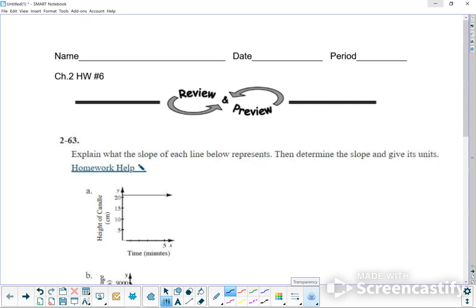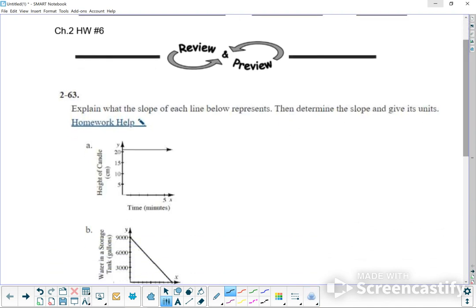Okay, let's do this. Homework number 6 for chapter 2. Explain what the slope of each line below represents, then determine the slope and give its units. Okay, so this line right here, talking about this line right here.